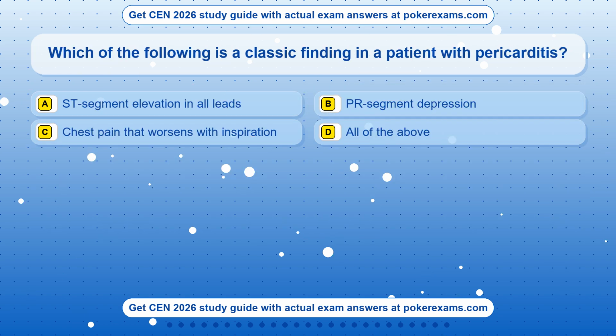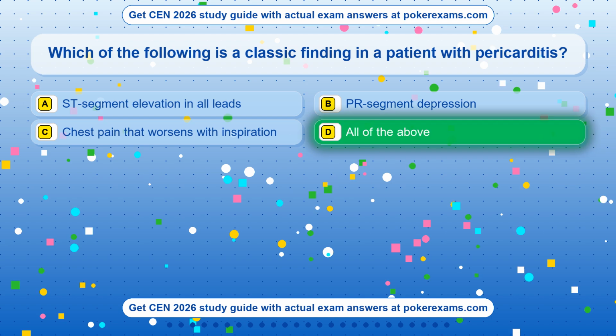Question 6. Which of the following is a classic finding in a patient with pericarditis? Option A. ST segment elevation in all leads. Option B. PR segment depression. Option C. Chest pain that worsens with inspiration. Option D. All of the above. The correct answer is option D, all of the above.